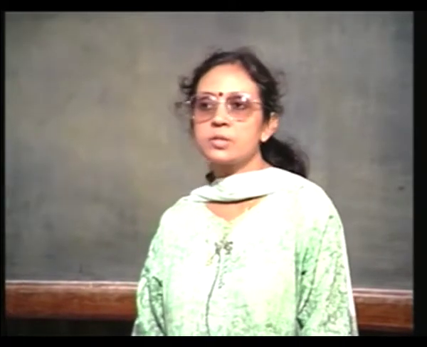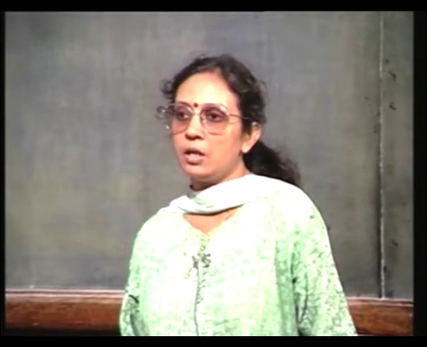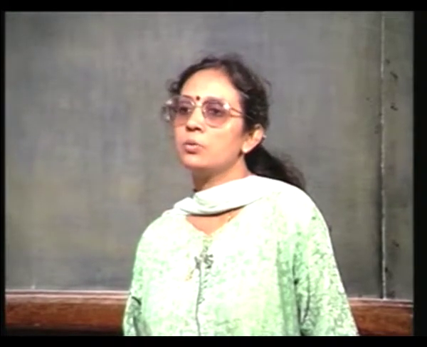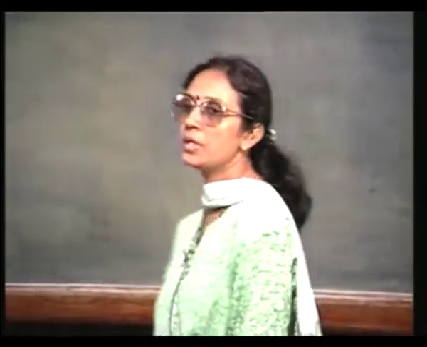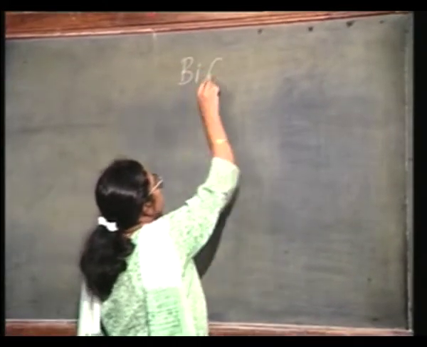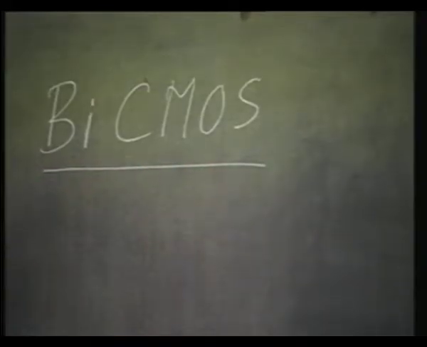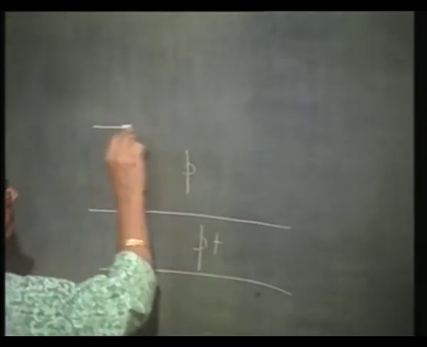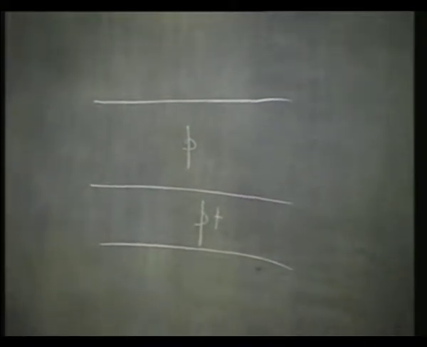In order to reduce the latch up problem, all I am going to do is to use P on P plus substrate. The underlying P plus layer is going to cut down the shunt resistance of the substrate. Okay. So, we are simply starting with a P on P plus substrate.